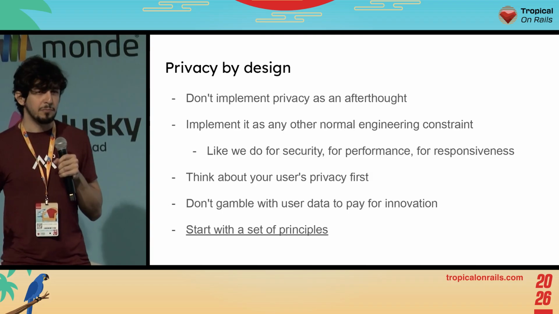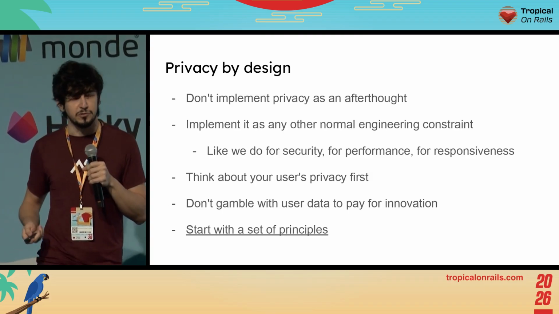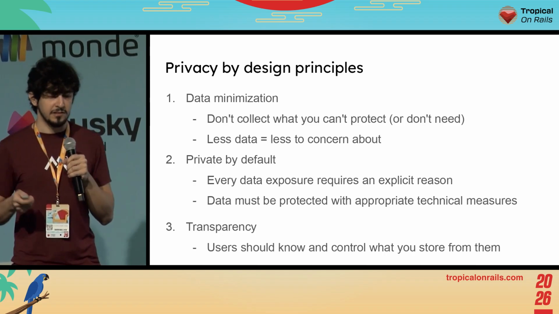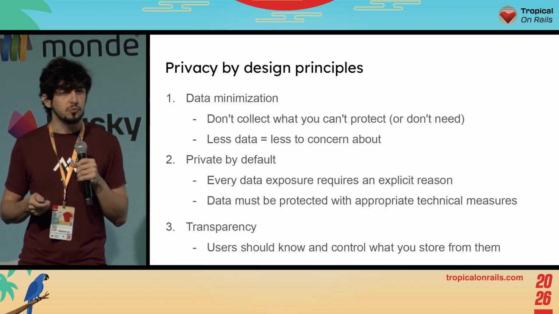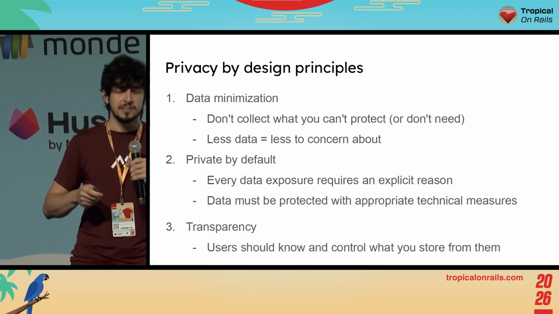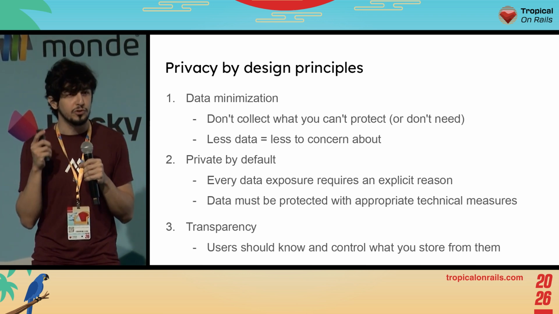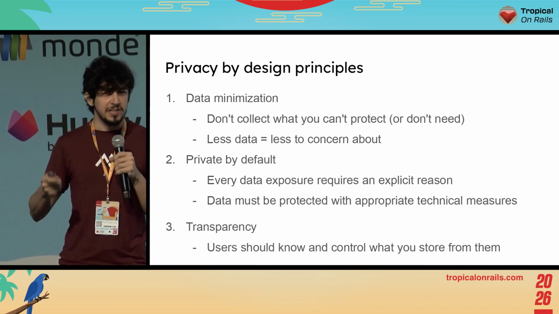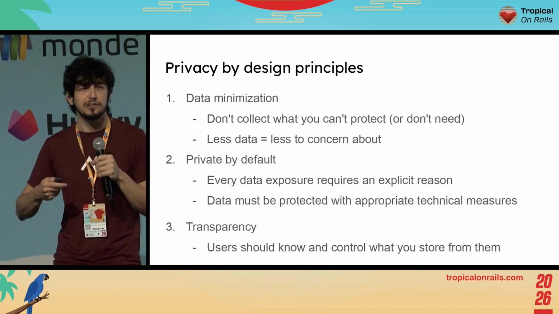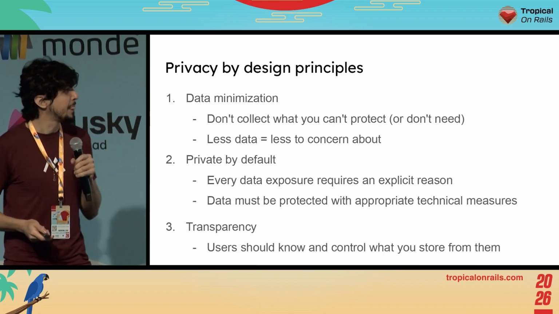And you can implement privacy by design starting with a set of principles. There are three main principles for privacy by design. The first one is data minimization. When you're using data minimization, you don't collect data that you can't protect or that you don't need to protect. Put it even simpler, less data is equal to less to be concerned about. And we like to have less to be concerned about.